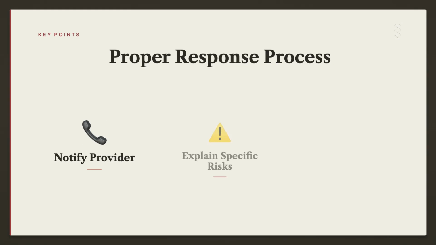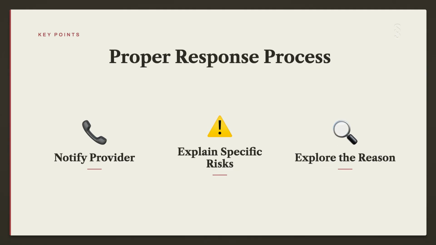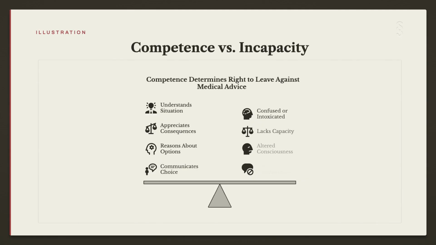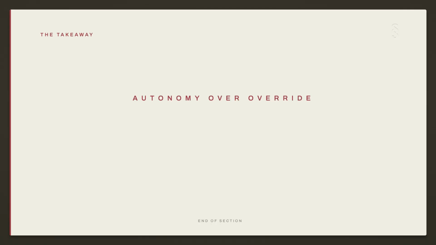The provider is notified. The risks are explained in specific and understandable terms, and the reason behind the decision is explored, since it's often something solvable like pain, cost, fear, or a caregiving gap at home. The boundary that matters is competence. Can the client understand, appreciate consequences, reason through options, and communicate a choice? A confused, intoxicated, or altered client may lack that capacity, but a competent client cannot be physically stopped, and restraining one is false imprisonment or battery.